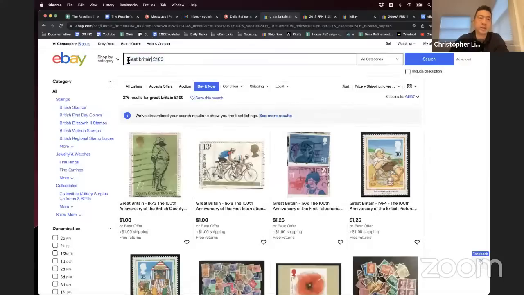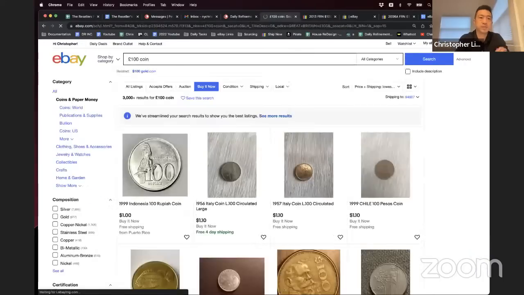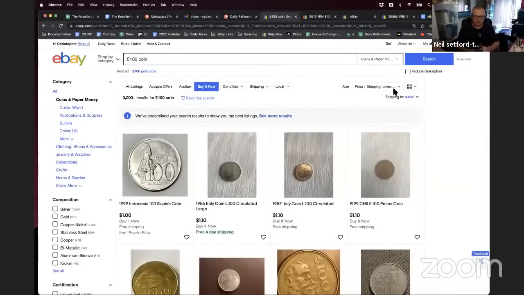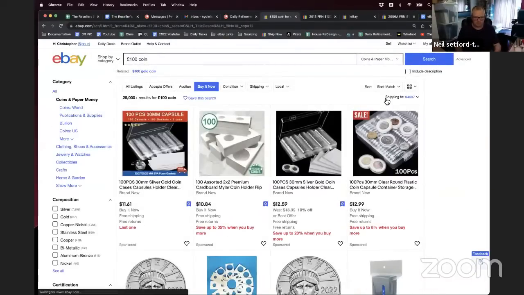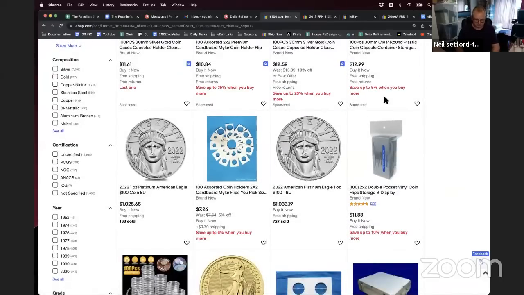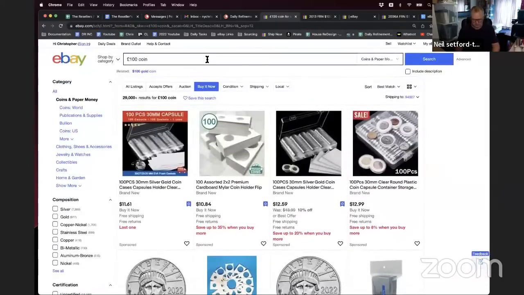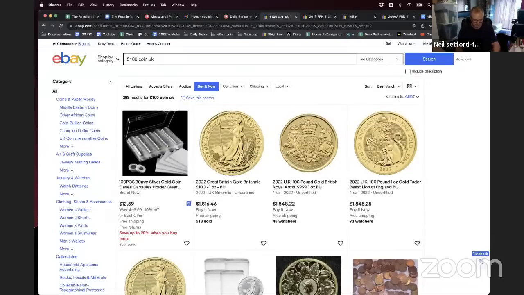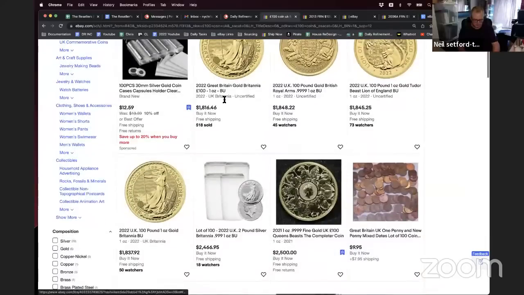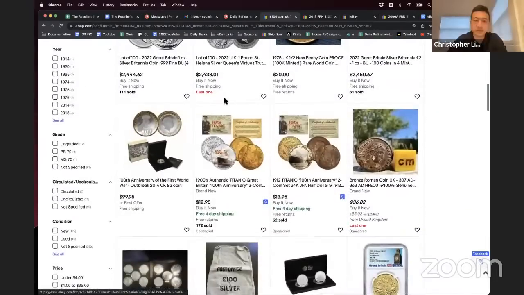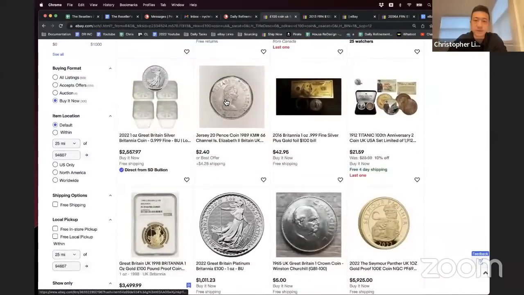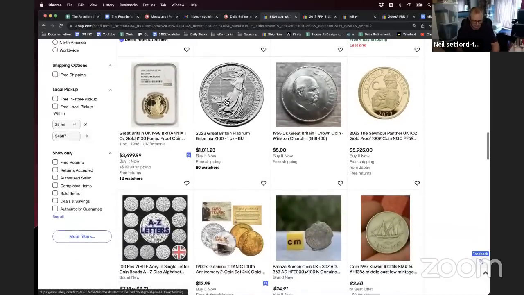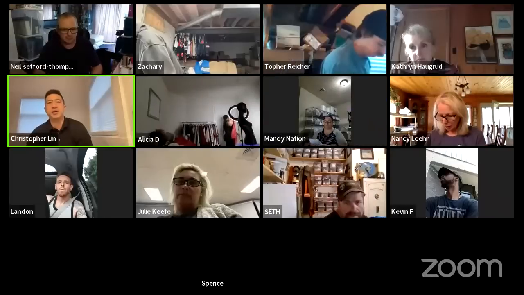Oh wait, let me change it to this. Try this. Oh, these are gold, never mind. So there's a Big Ben silver coin, 100. Will you put a link in the chat when you find it?